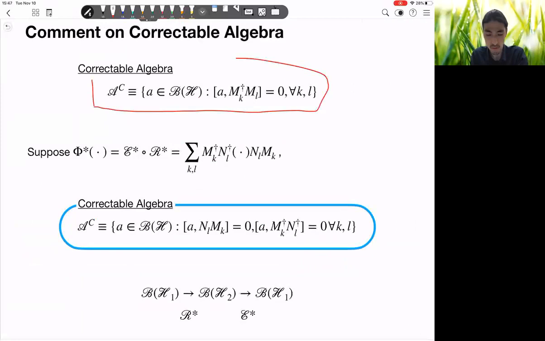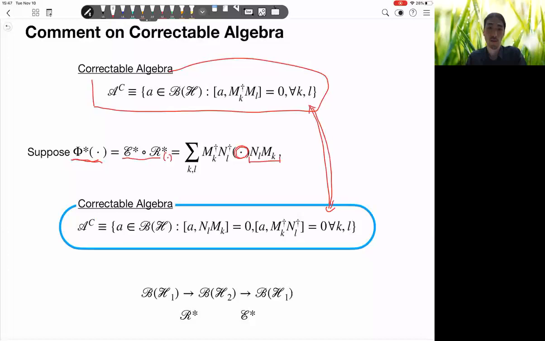Okay. So one comment about correctable algebra is that we have defined the correctable algebra in this way, but you can define correctable algebra in a simpler way. Suppose you have this composite CPTP map phi star acting on some algebra. If this algebra commutes with N_L M_K or commutes with M_K dagger N_L dagger, that's also the same thing. So this definition of correctable algebra is the same as that definition. So you can construct your correctable algebra either way.